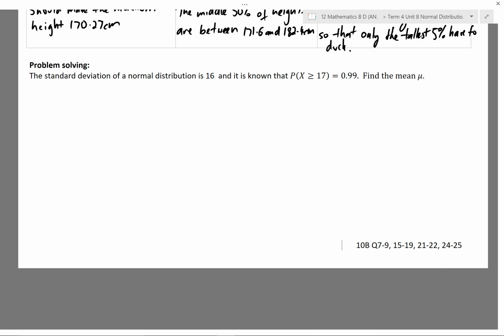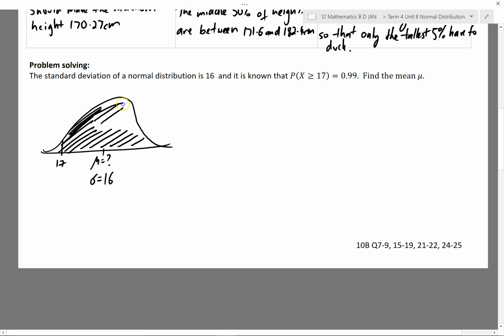To do this problem, we'll need to use all our knowledge of normal distribution and standard normal distribution. The standard deviation of a normal distribution is 16, and it's known that the probability of the variable being greater than 17 is 0.99. Find the mean. I'll try and draw as much information as I can. The mean, I don't know. Standard deviation is 16. And I know the probability of it being greater than 17 is 0.99. So my value must be over here somewhere, so that this shaded area can be 0.99.